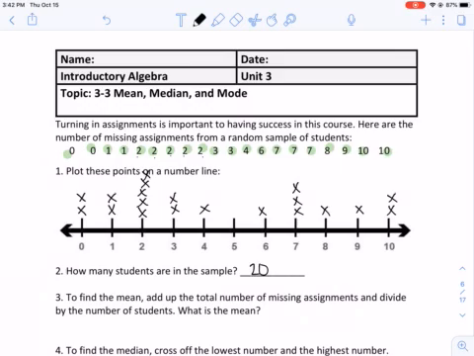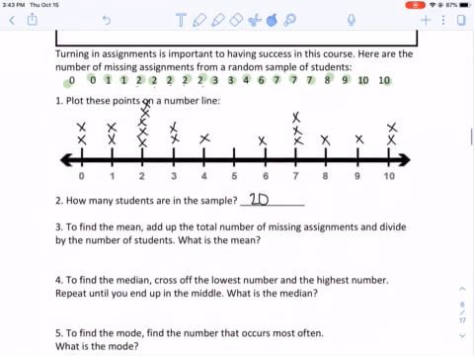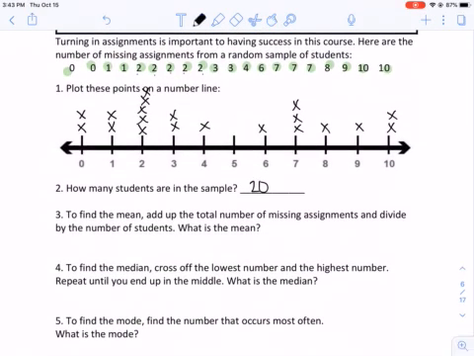Now the first thing we're going to find is the mean. Another word for this is average. I always learned this growing up as the average teacher is mean. So we add up the number of assignments that they're missing.